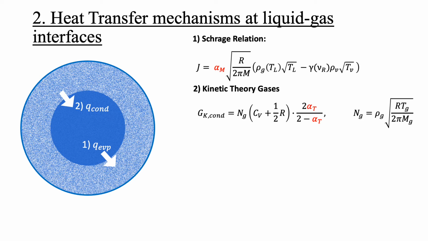The second mechanism is the transfer of heat through conduction, where thermal energy is transported through the interface thanks to collisions of gas molecules striking the liquid surface. And we can describe this mechanism by how frequently gas molecules strike against the liquid surface.